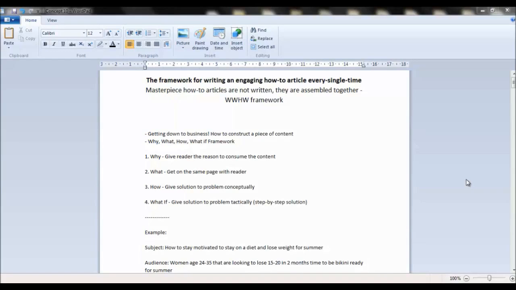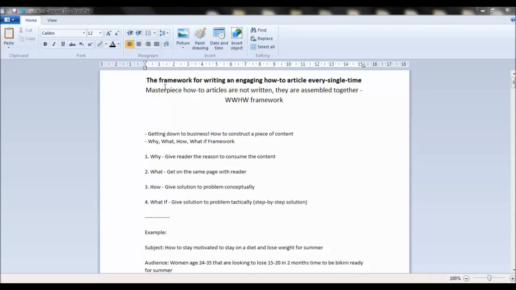Alright, so concept number 10, the framework for writing an engaging how-to article every single time. Masterpiece, how-to articles are not written, they are assembled together. The why, what, how, what if framework. So getting down to business, how to construct a piece of content from beginning to end. We're going to use the why, what, how, what if framework.